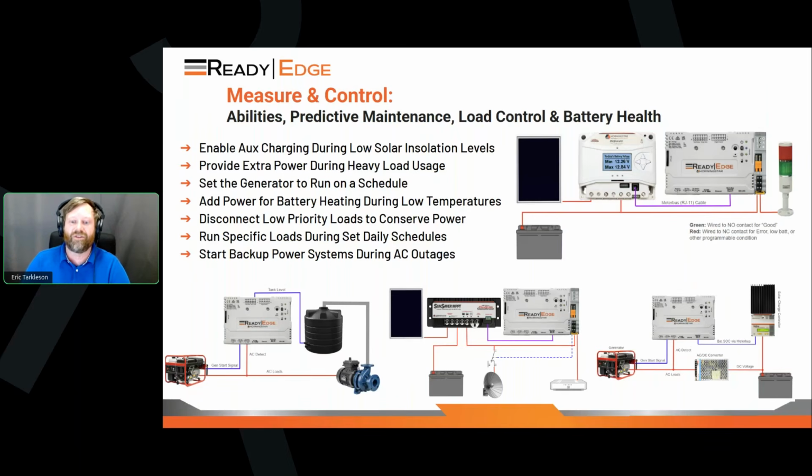Let me give you a few examples so you have an idea about what we're going to be talking about here. Maybe you want to enable auxiliary charging when the battery is low, maybe from the grid or maybe from the generator. You may want to provide extra power during heavy load usage. So if you have an AC motor and the solar system, your inverter struggles to keep up with it, you can enable auxiliary power inputs, again, from the grid or a generator.